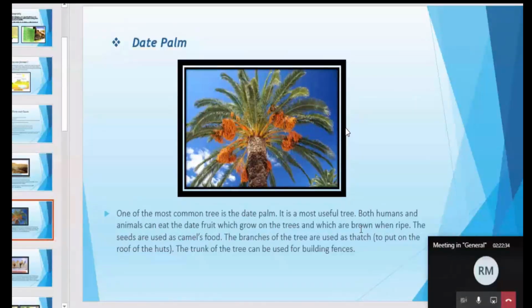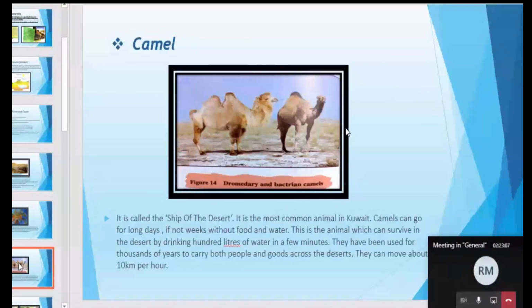The seeds are used as camel's food, teacher. The seed is used as camel's food. Very good. And the branches of the tree are used for the roof of the huts. And the trunk of the tree can be used for fencing. Fences. Yes, very good. You understood this much now? Yes, teacher. It's easy.